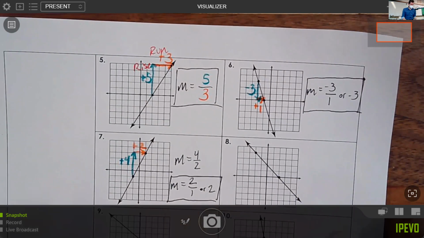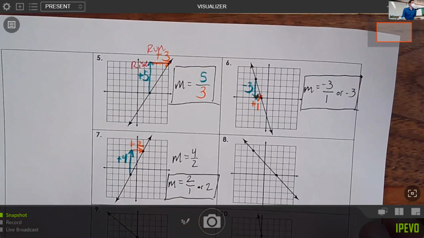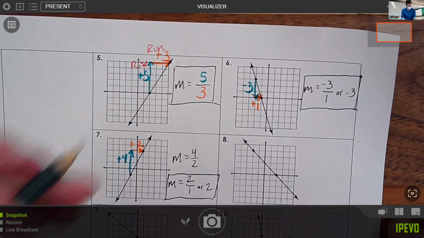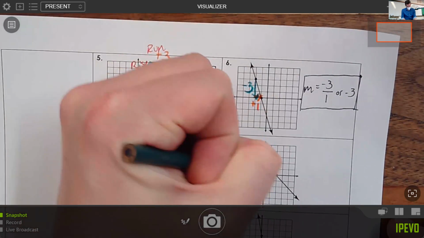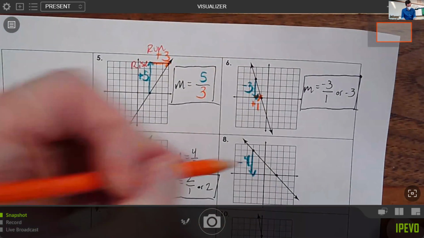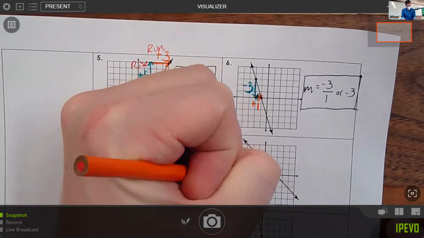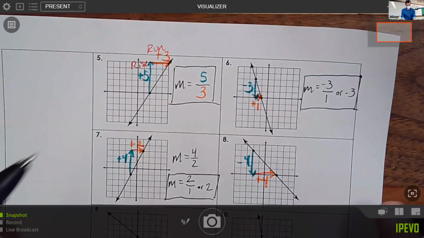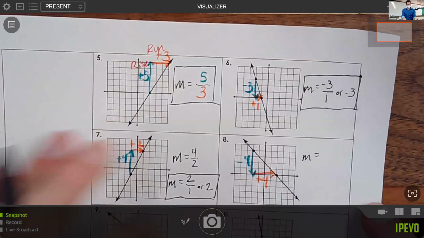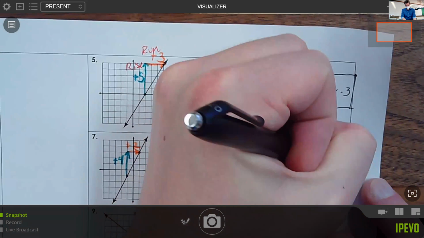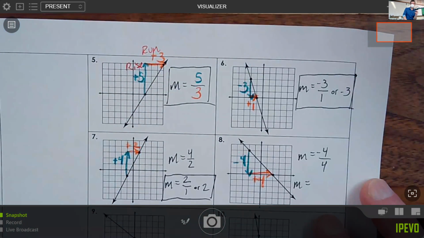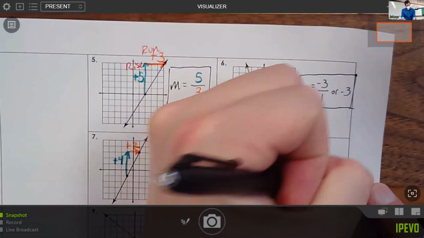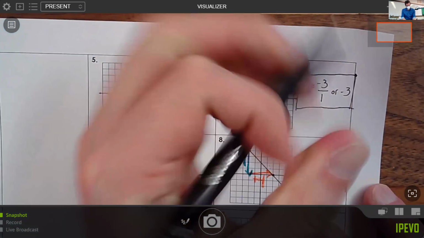All right, number 8, positive or negative? Negative, all right. How far down do we have to go? Okay, so let's see, 1, 2, 3, yep, so -4. And then how far over? 4, okay. So +4, all right. So m equals -4 over 4. Does that reduce? Yeah, what does it equal? So you can do -1 over 1 or just -1.